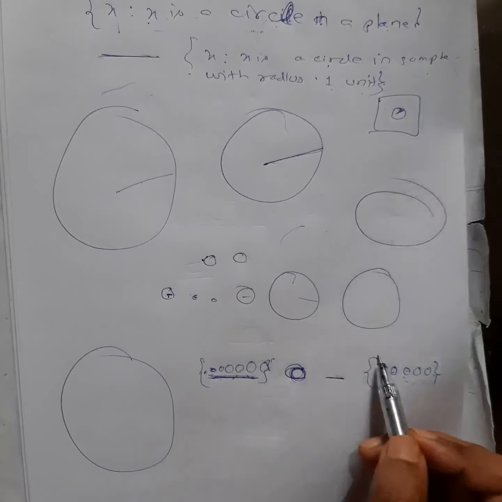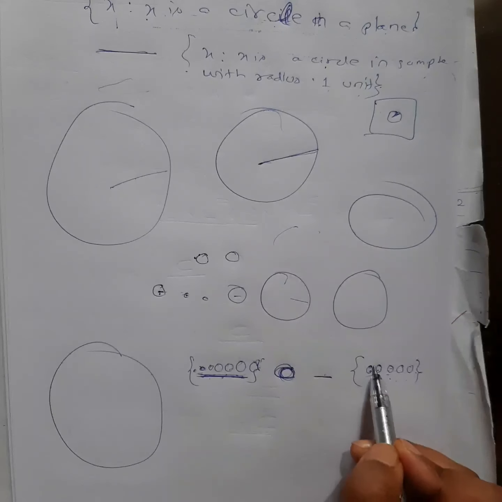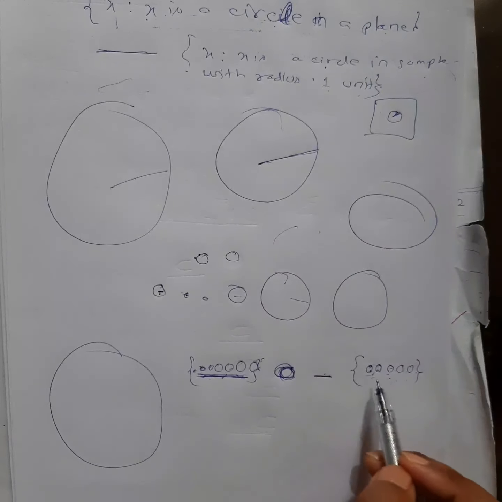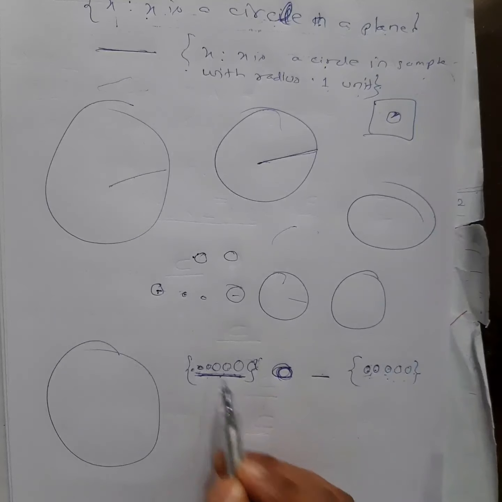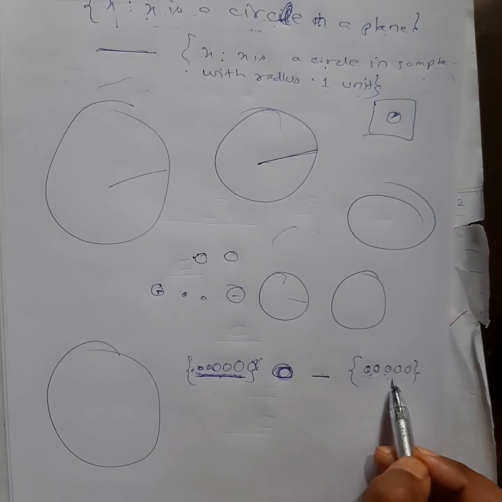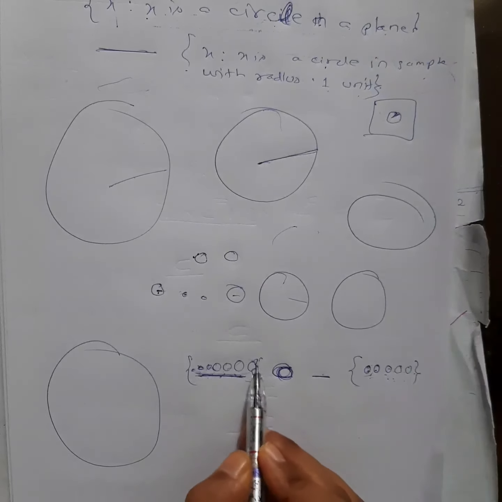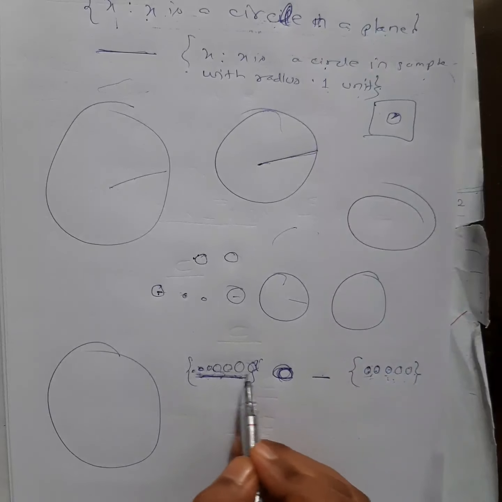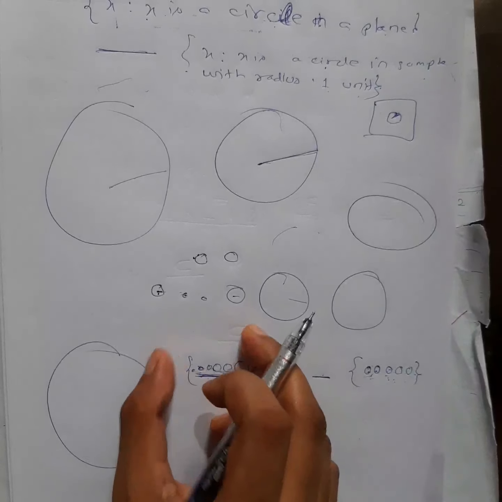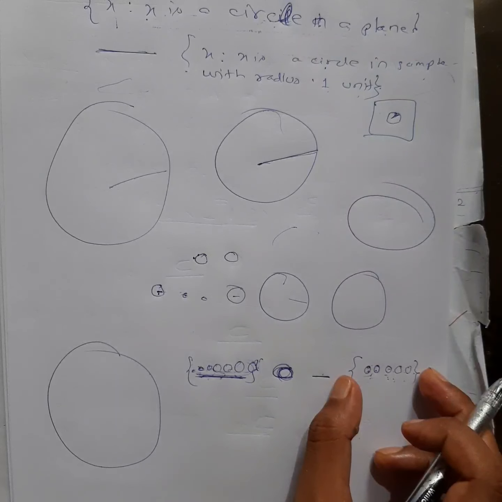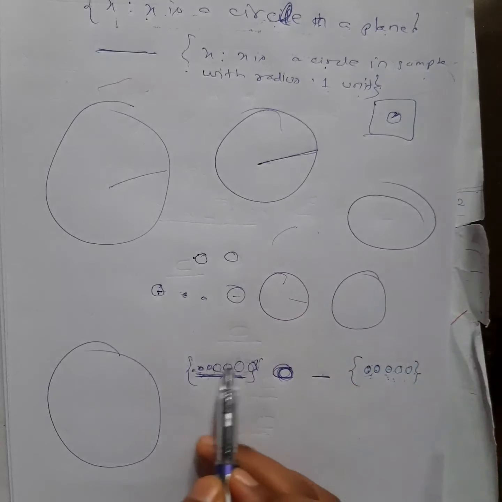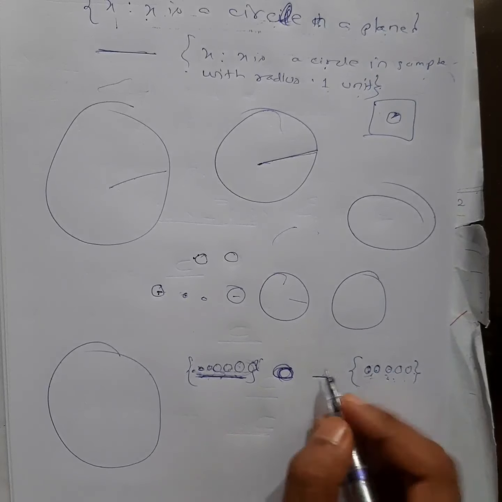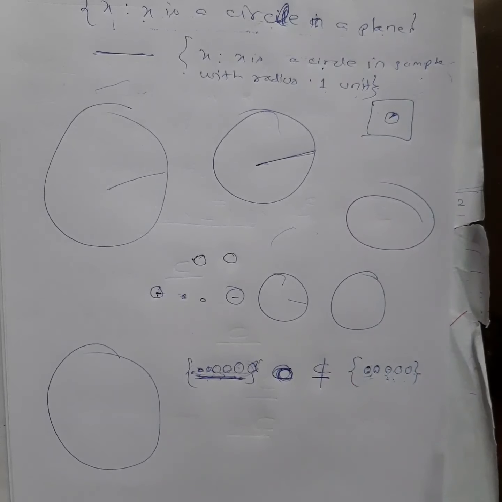But in this set, only those circles are there whose size is 1 unit radius. So only a few circles from here are contained here. It's not all the circles which are contained here. So obviously most of the circles will be left out, they won't be contained in this set. So if circles of this set are not contained here, then what will we write? It is not a subset of this one.